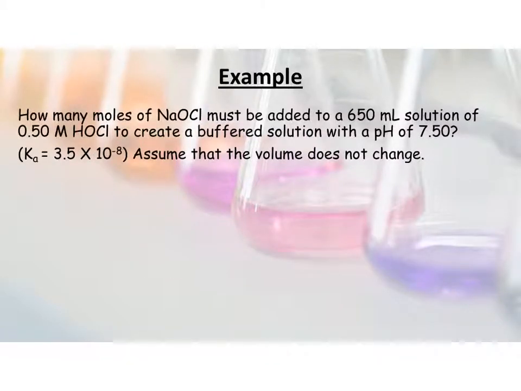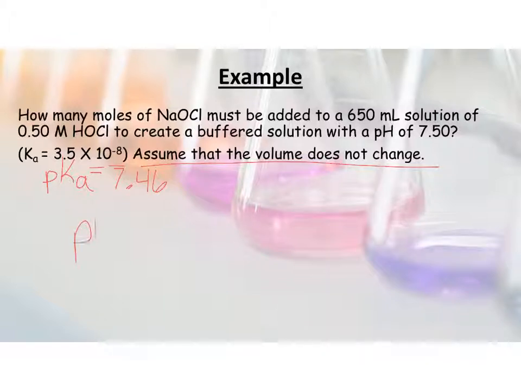How many moles of NaOCl must be added to a 650 milliliter solution of 0.5 molar HOCl to create a buffered solution with a pH of 7.5? And then it gives us the Ka value of our HOCl. We also are told to assume that the volume does not change, which makes our life a whole lot simpler. The first thing I need to do is get the pKa of this acid. If I take the negative log of my Ka, my pKa is 7.46.